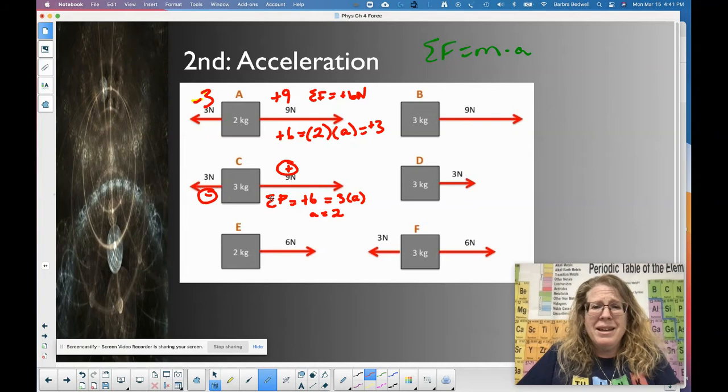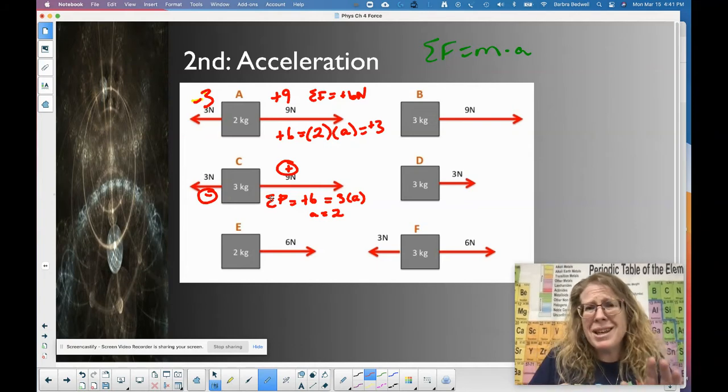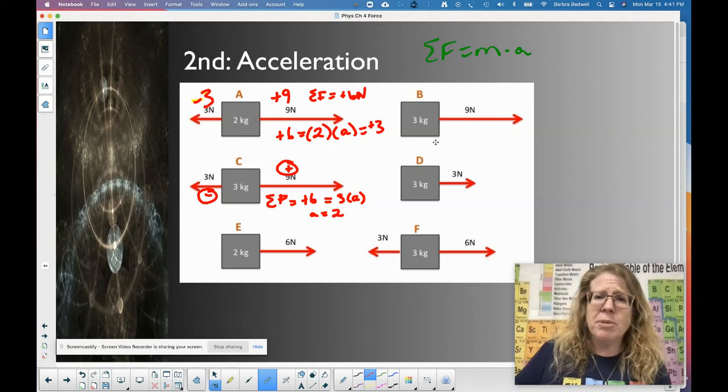You know that. If I have a heavy object and a light object and I push them the same amount, the light object's going to go faster. Nothing new there, right? Okay, let's take a look at B.